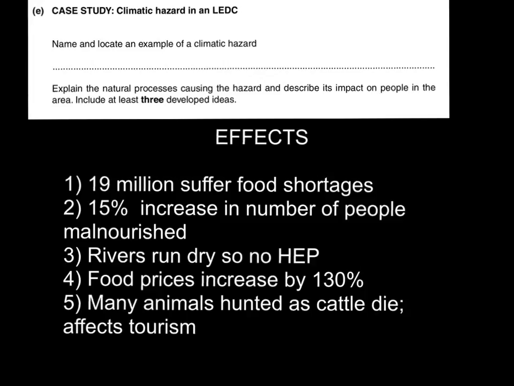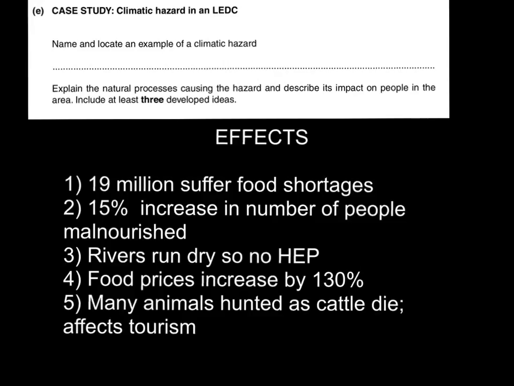Now, just like in Australia, we need to look at the effects as well. And we'd probably recommend a minimum of 3 effects, but again, particularly in a describing bit, the more the merrier. You also want to make sure you've got place-specific information, so specific numbers will always impress the examiner. So try and remember at least 1 or 2 place-specific pieces of information per case study. Okay, well, just like in Australia, farming is absolutely key for Kenya, and we see 19 million people suffering food shortages. Now, it doesn't mean they're starving, but unfortunately for some, it does.